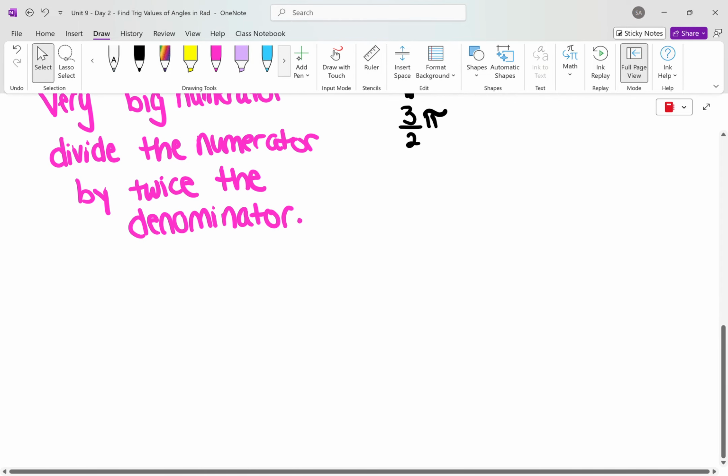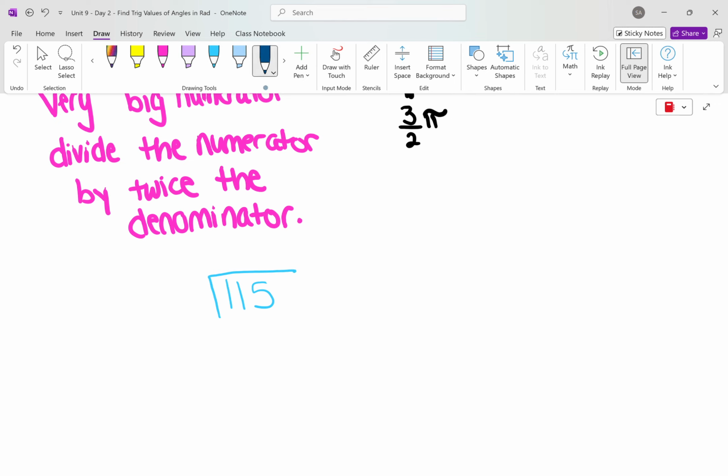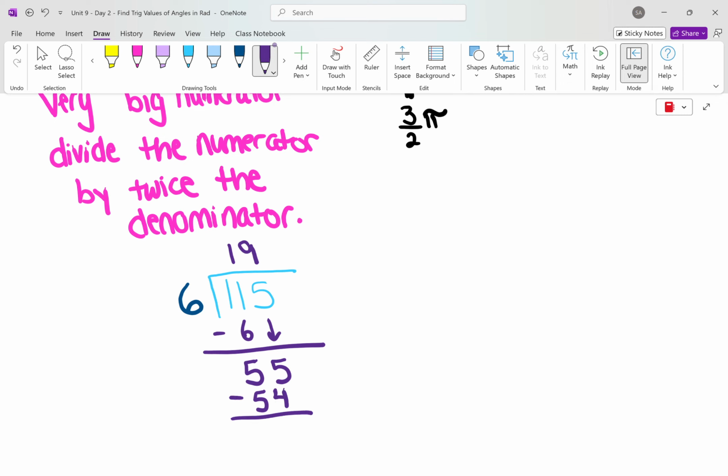Ready? Okay. So what I'm going to do is take that 115, the big numerator, and divide it by twice the denominator, which is 6. We're going to do our long division like back in 3rd grade, and we're going to say 6 goes into 11 once. 11 minus 6 is 5. Bring down the other 5. 6 goes into 55 9 times.